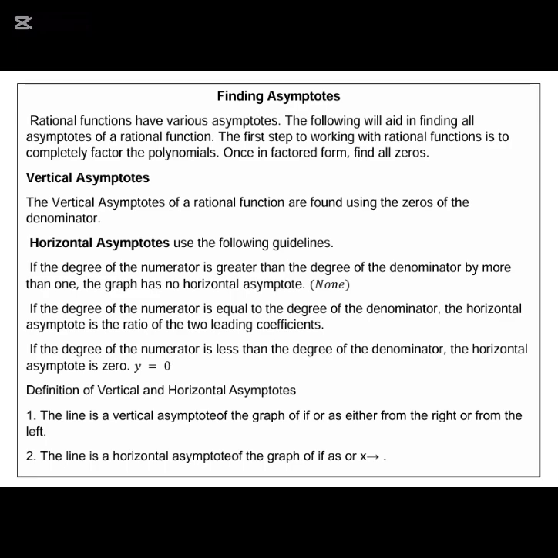Now, we'll need to find the asymptotes. Rational functions have various asymptotes. The following will aid in finding all the asymptotes of a rational function. The first step to working with a rational function is to completely factor the polynomials. I repeat, completely factor the polynomials. Once in factored form, find all zeros.